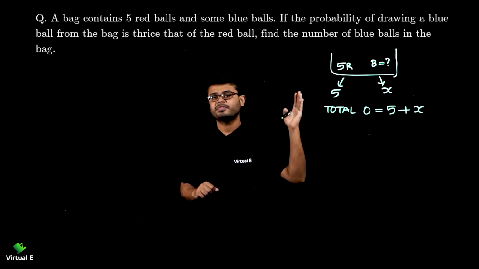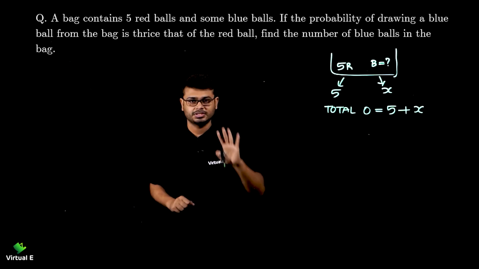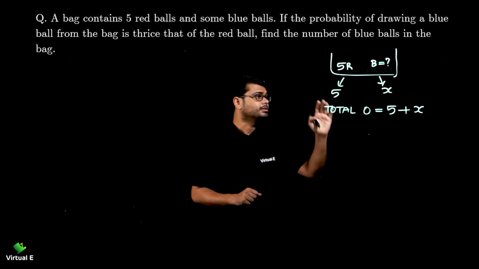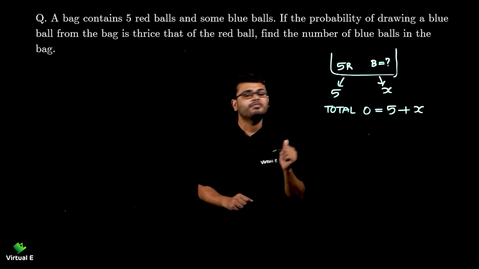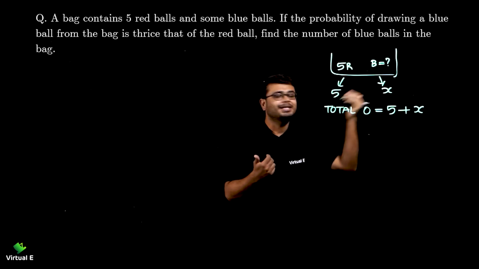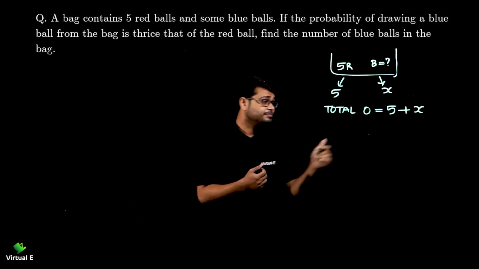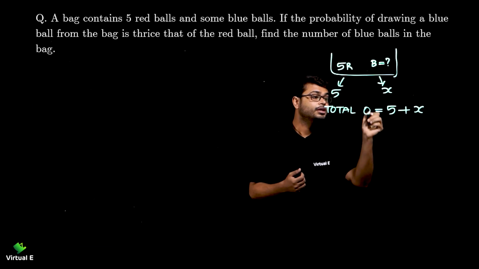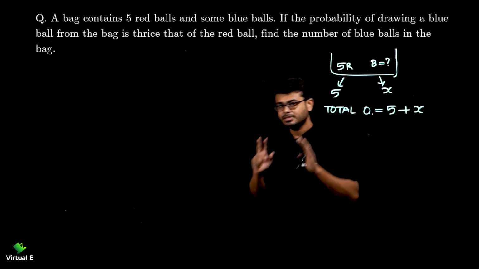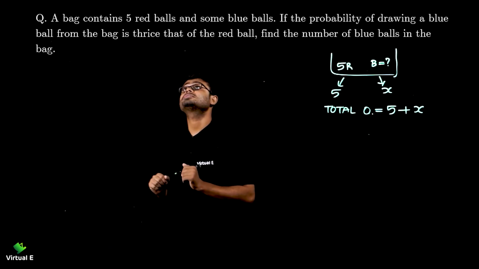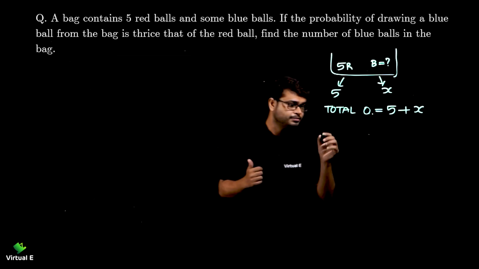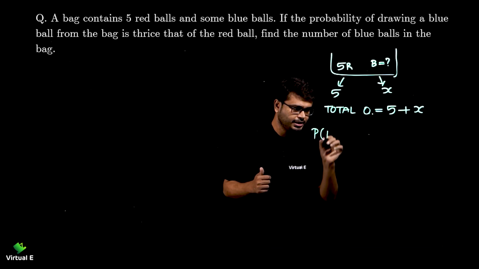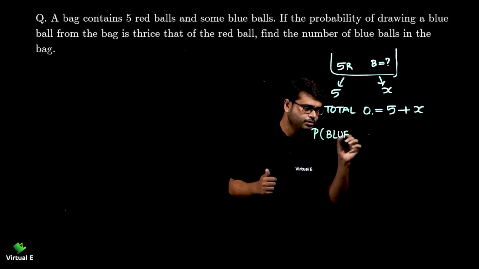If we have a specific number, let's say 10 for a while, just for an example, then to find the total number of outcomes, what do we do? 5 plus 10, that is 15. But in this case, we have X over here, so 5 plus X only. Simple.